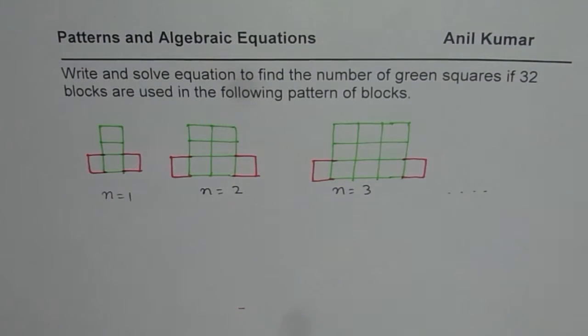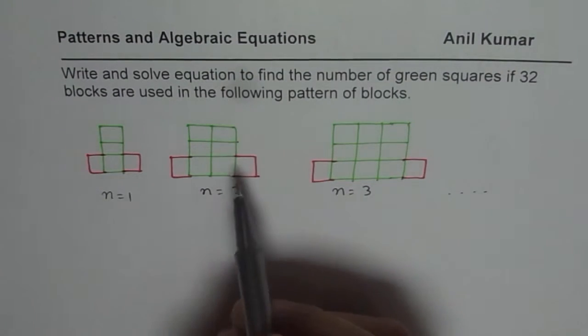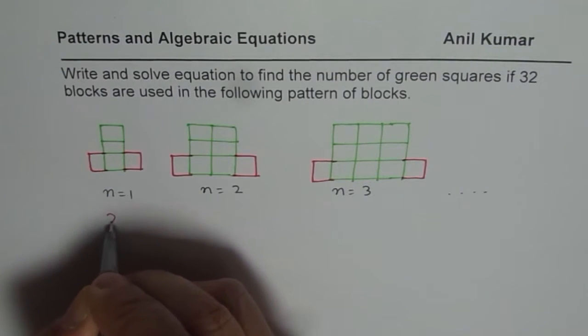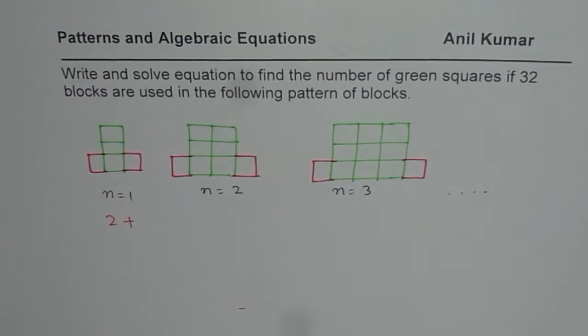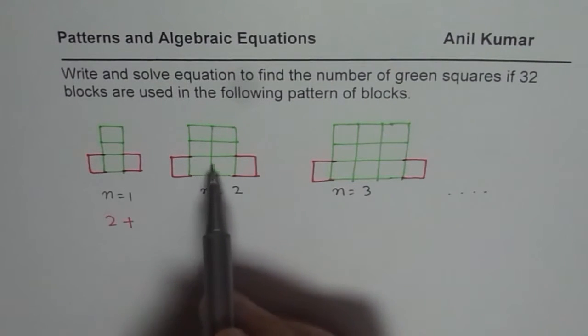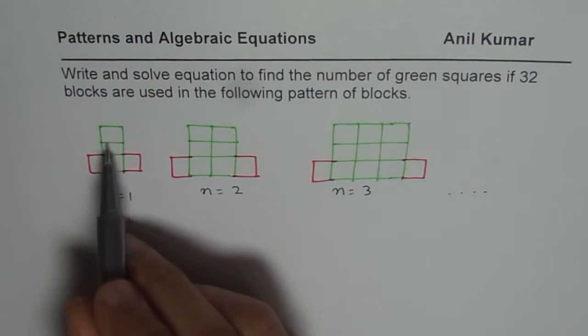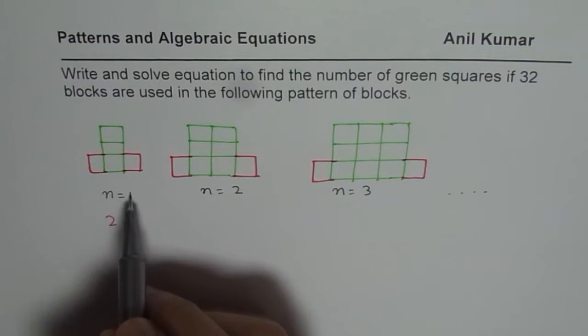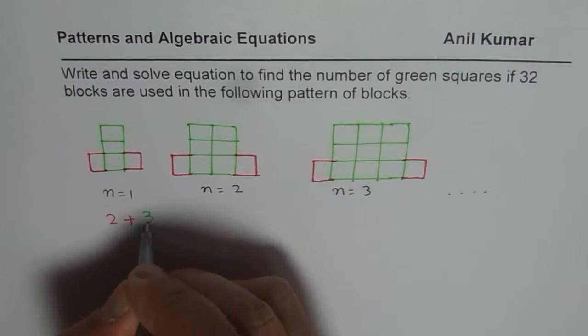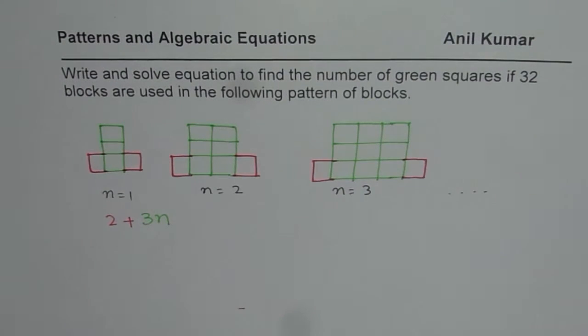Do you see that? Now to write an equation, let us first write down an expression. What we notice here is that there are two square blocks, so that 2 is fixed for us. So 2 is the fixed square blocks. And then we have 3 green blocks. The 3 green blocks increase each time. And if I relate that 3 with the number here, 3 times 1 is 3, 3 times 2 is 6, 3 times 3 is 9. So we get 3 times n as an expression which represents the particular pattern.